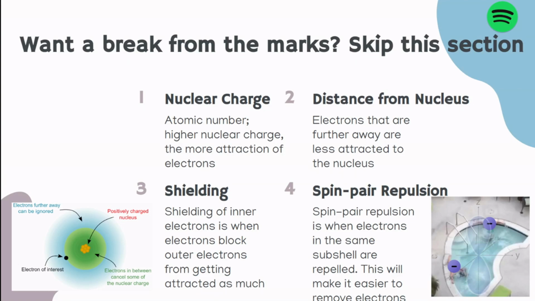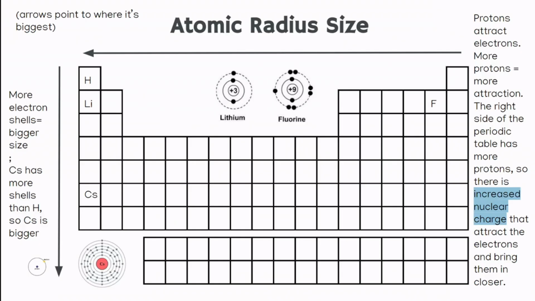So there are two cases where we use these four terms. One is when you're talking about the radius of an atom, and the other is ionization energy. Both are in this presentation. The first is atomic radius size, which is just the radius of an atom, the size of an atom.